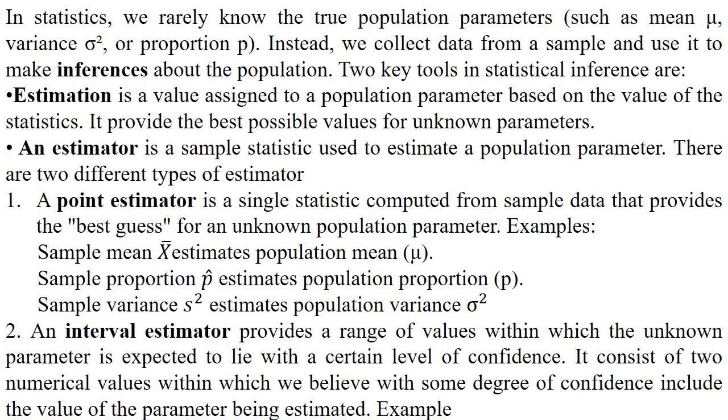An estimator is a sample statistic used to estimate a population parameter. Like that, your sample mean is a sample statistic that is used to estimate a population parameter. Examples of population parameters are our mean mu, our variance sigma squared, and our proportion p. And there are two types of estimator: a point estimator and an interval estimator.